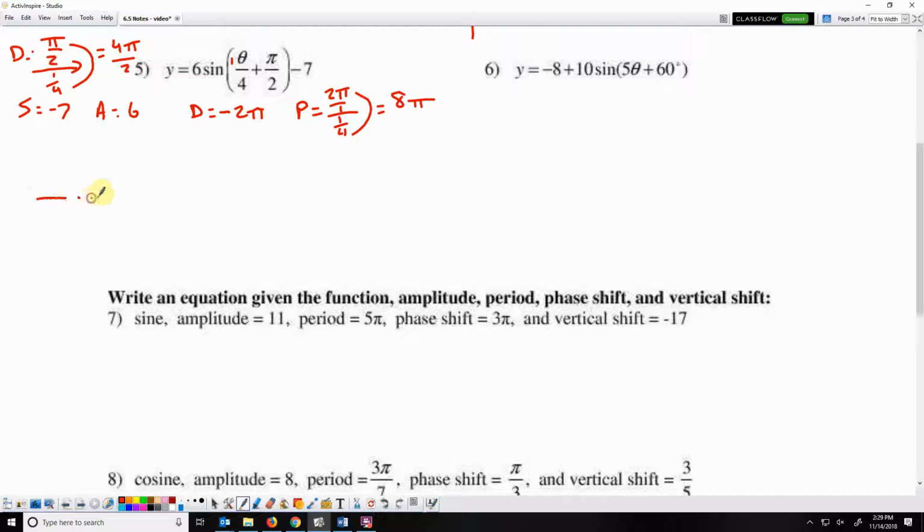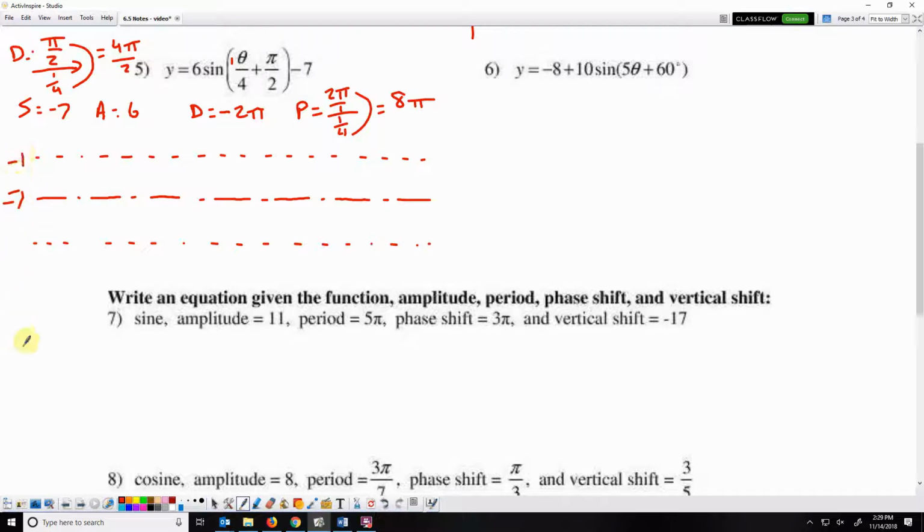Now we'll build our graph, starting with the sinusoidal axis. A maximum and a minimum. The sinusoidal axis is -7. The amplitude is 6. Add 6 and you get a maximum of -1. Subtract 6 and you get a minimum of -13. Our theta axis is going to be just above that -1, where x is 0, or where y is 0.